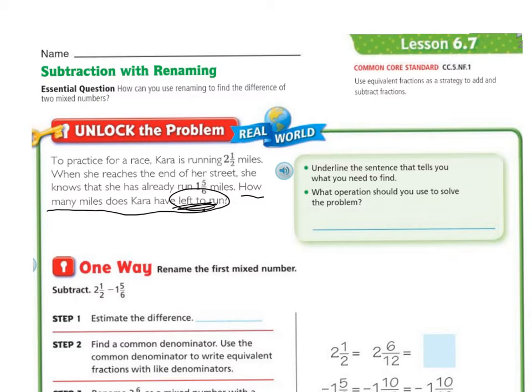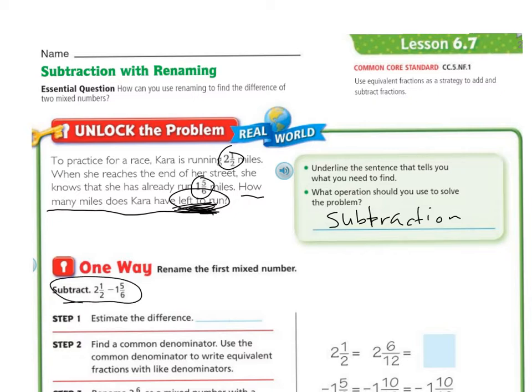Next, it asks us, what operation should we use to solve the problem? Okay, so the operation that we're going to need is subtraction, because I want to know how many miles she has left to run, right? So I need to take the 2 1/2 miles and the 1 5/6 miles and find out how much I have left over. So we're going to subtract 2 1/2 minus 1 5/6.